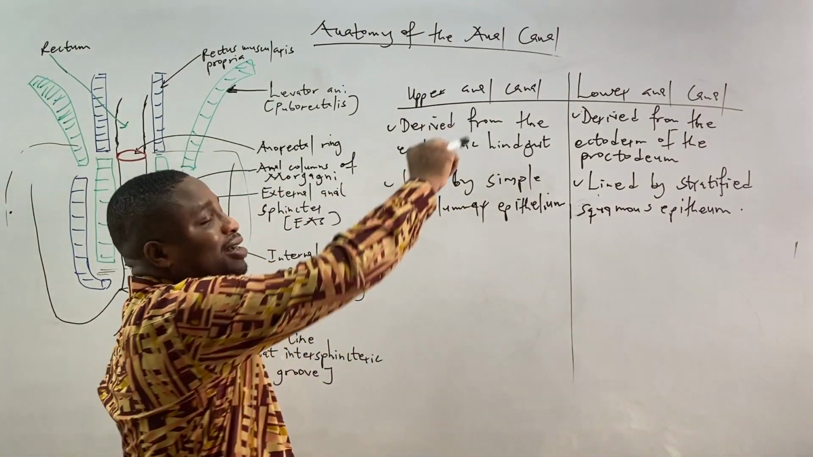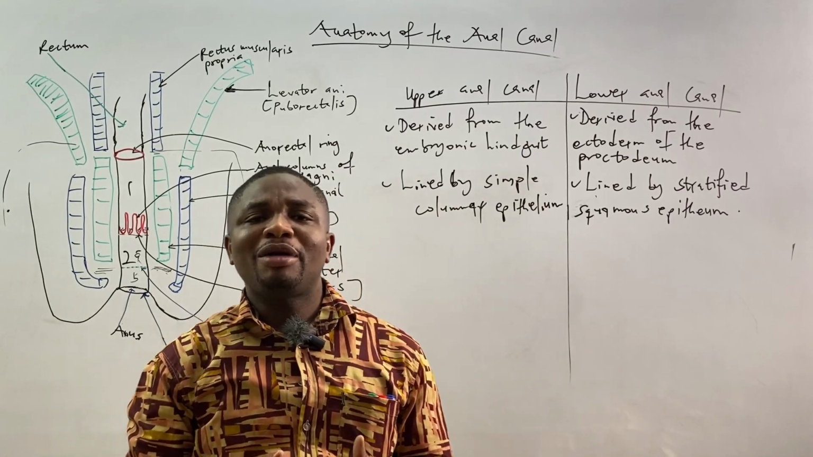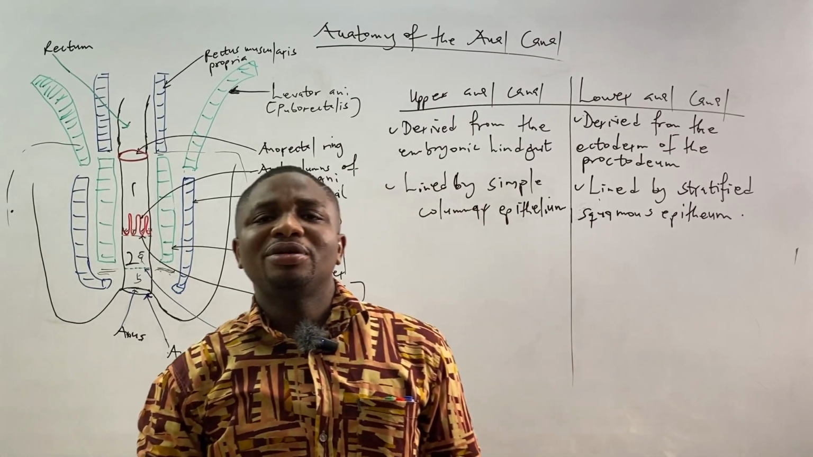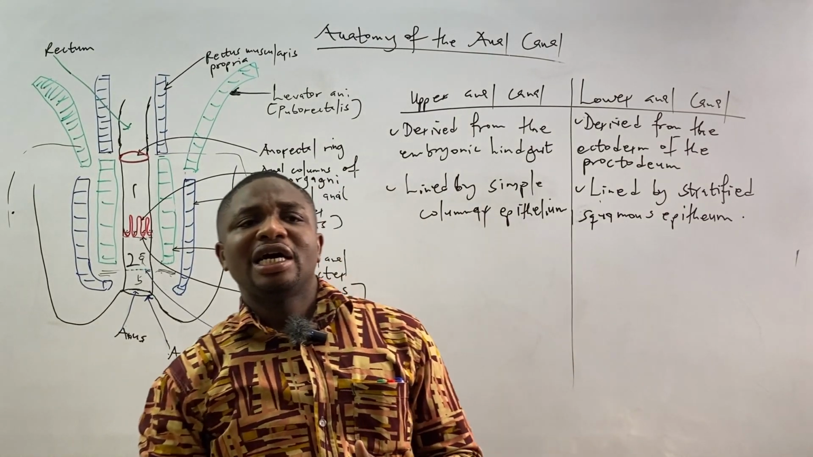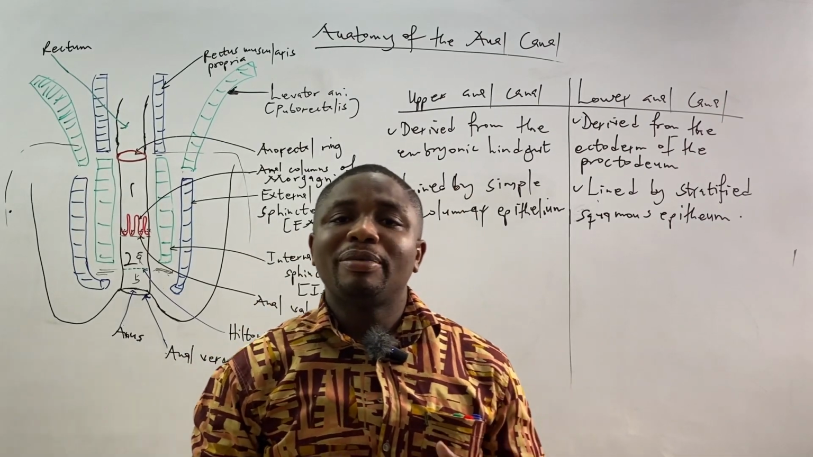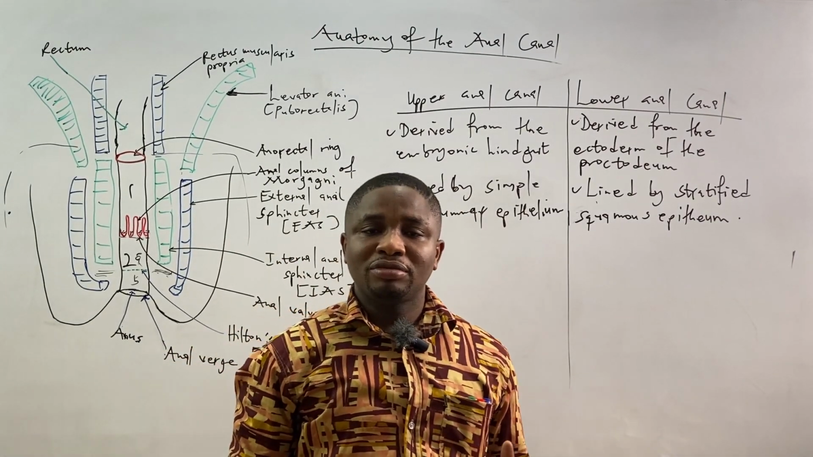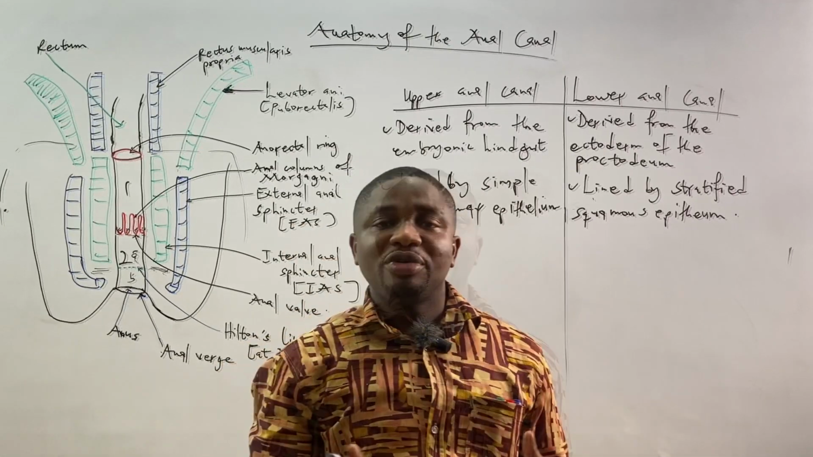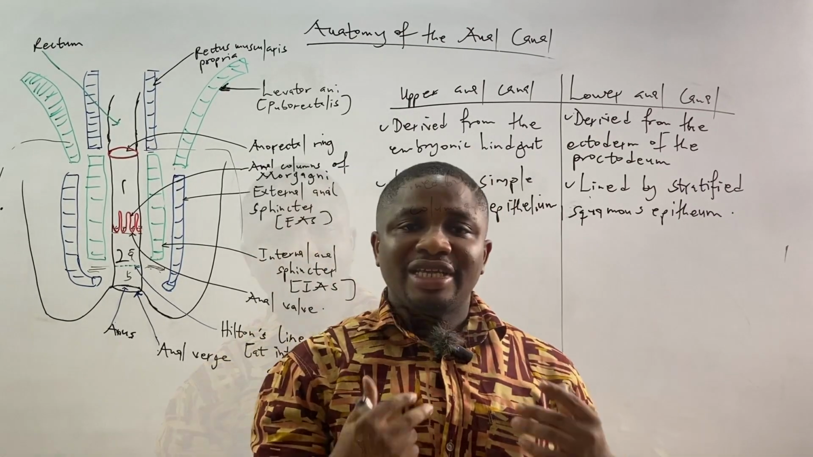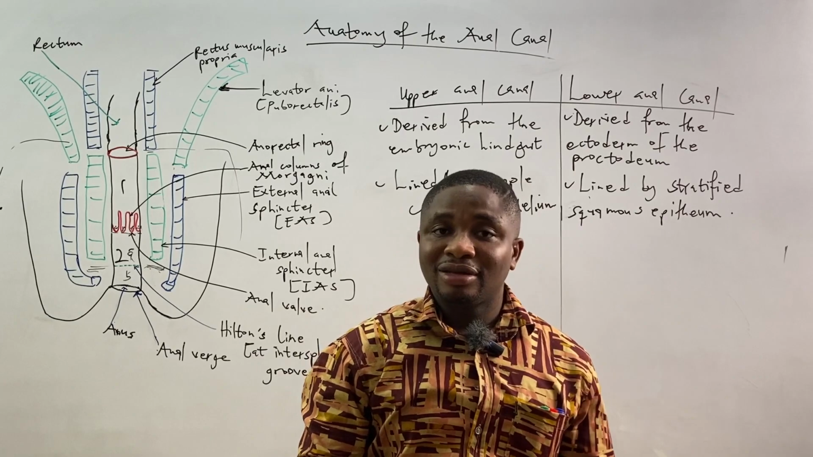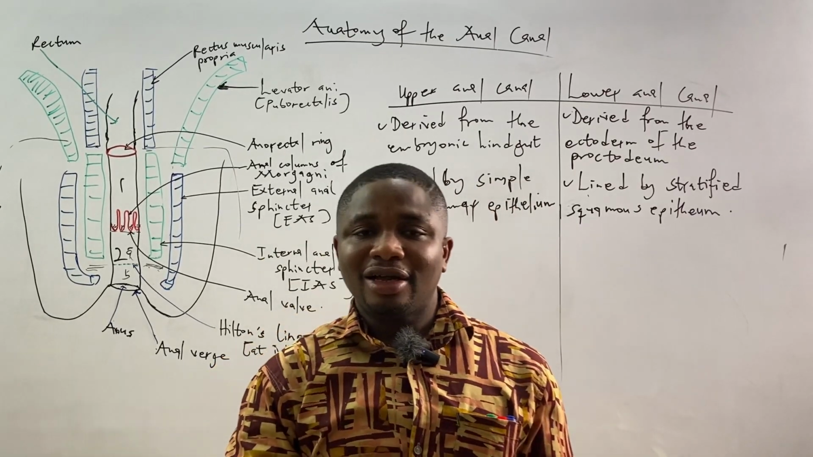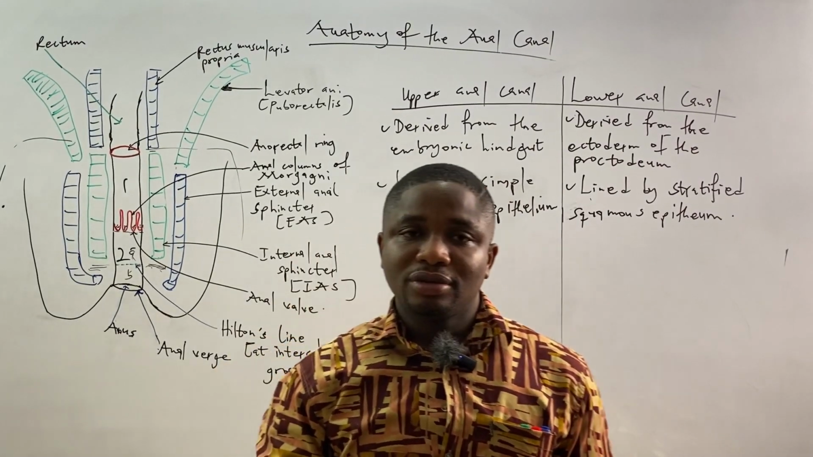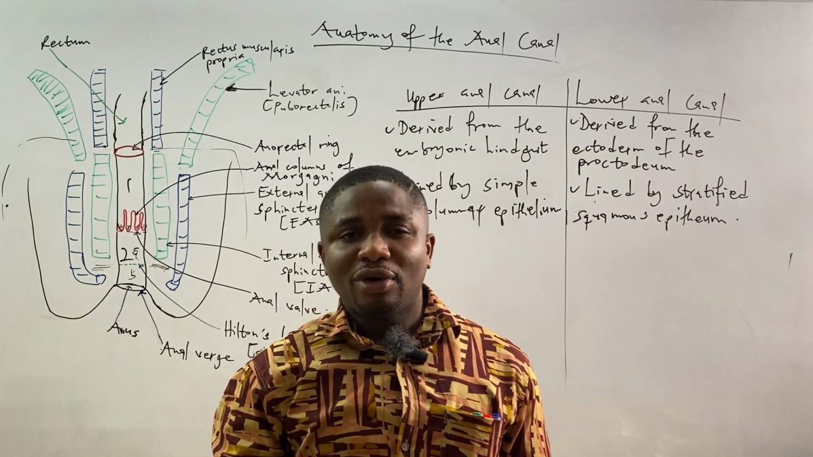If we take the upper anal canal embryologically, you will realize that the upper anal canal is derived from the embryonic hindgut, whilst the lower anal canal is derived from the ectoderm of the proctodium. And when we say proctodium, take the word procto. Procto means rectum, right? In embryology, the proctodium refers to what? A primordial anus, which later develops to form the anal canal, especially the lower aspect of the anal canal. Okay, the proctodium is a primordial anus, which will develop later to form the lower anal canal.